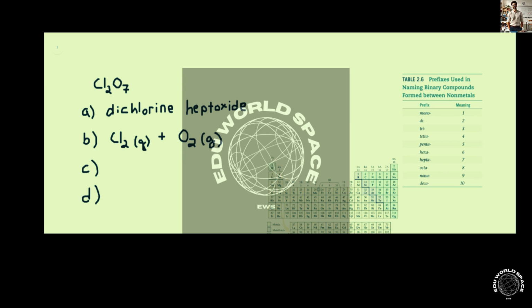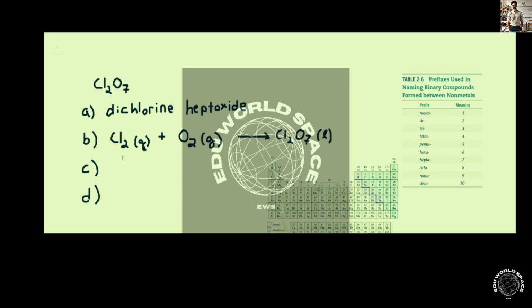In B, it asks us to write a balanced equation for the formation of Cl2O7 from the elements. And so here I've written what the elemental forms are of both of the elements in Cl2O7, chlorine, which in its elemental form is a diatomic gas, and oxygen, also a diatomic gas. And we're going to form Cl2O7 liquid.